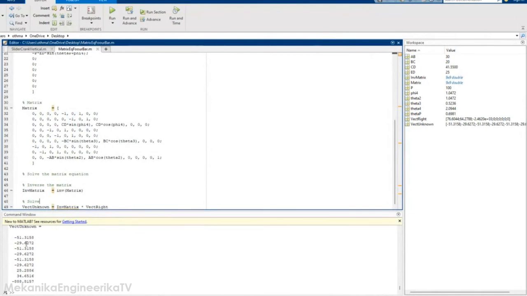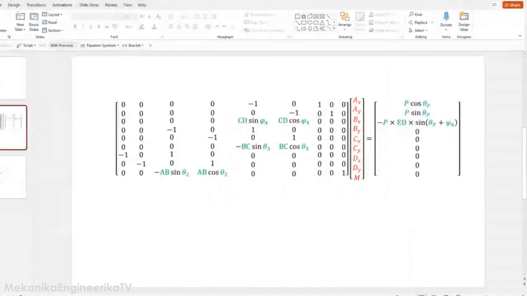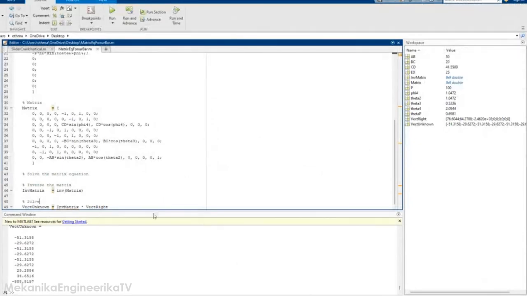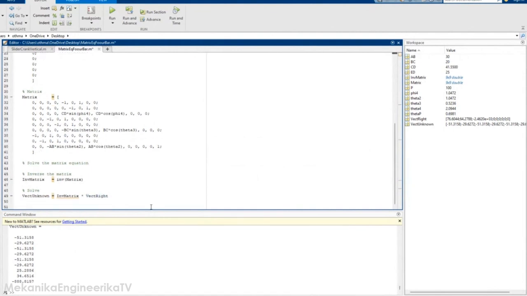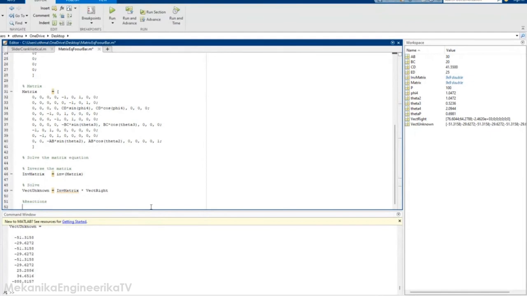Now, they are organized the same way I have organized my vector of unknowns. So the first element of the vector solution will be ax. The second element will be ay, bx, and so on and so on. So I need just to take them one by one. So what I will do first to get reactions. So what I will tell MATLAB is that the first element corresponds to AX of the solution.